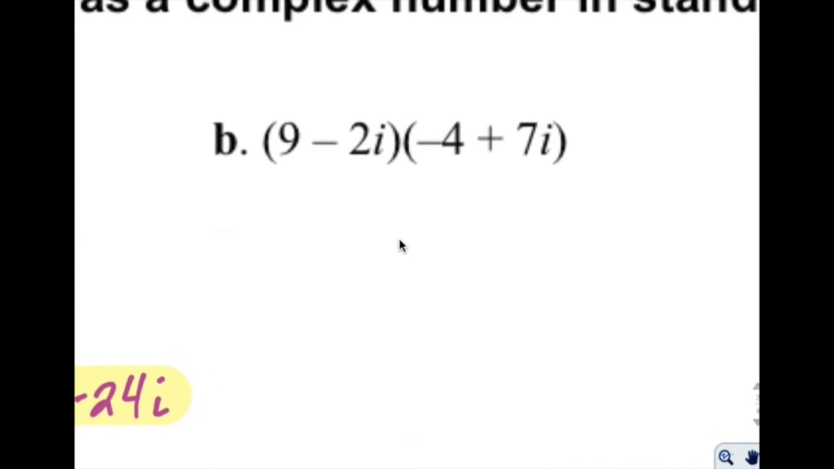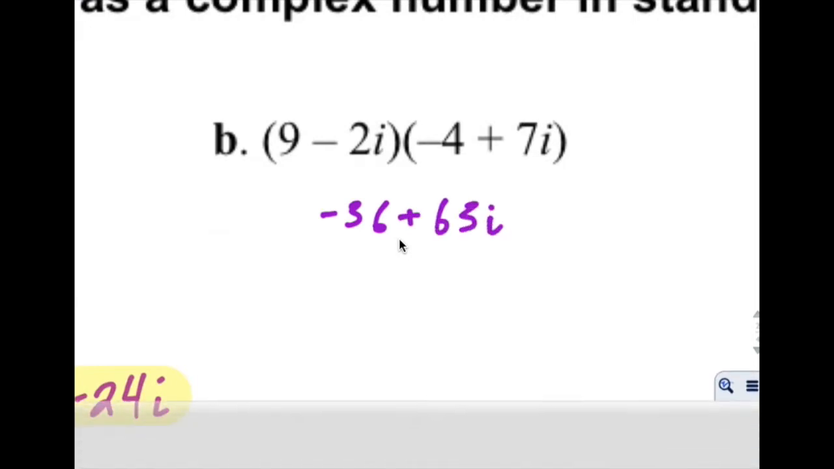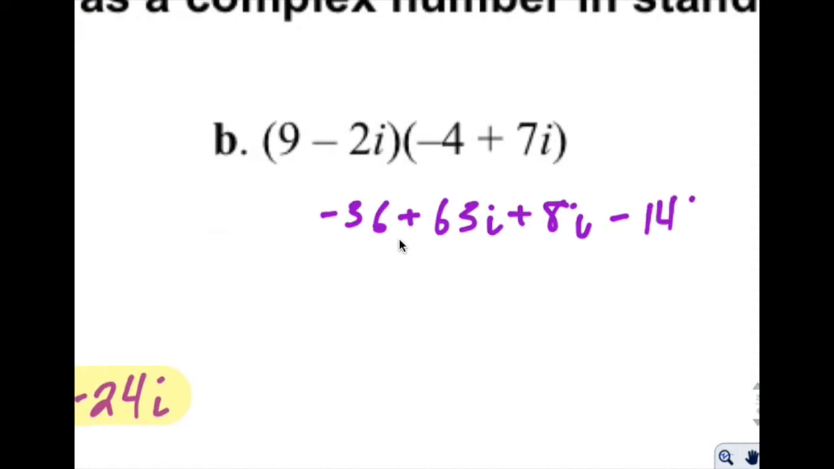Letter B is similar, except I'm going to use my FOIL method to combine these terms. So first term, 9 times negative 4 is negative 36. Outer, 9 times positive 7i is plus 63i. My inner terms, negative 2i times negative 4 is positive 8i. And lastly, negative 2i times positive 7i is negative 14i squared.